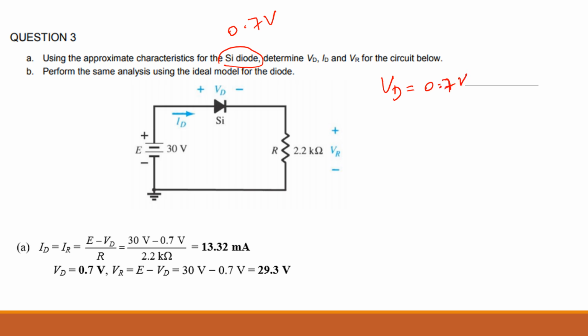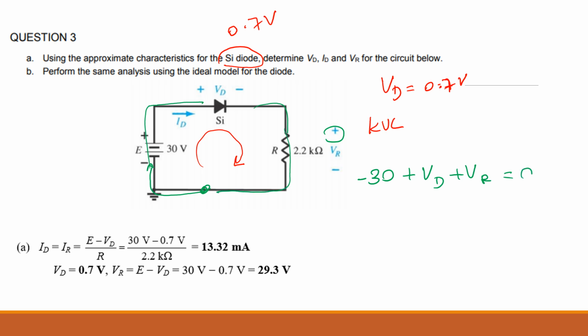Now to find VR, what can we do? You can apply KVL to this mesh. If you apply KVL, you start at a point and go around here. So you have a negative 30, and a positive VD, and a positive VR, coming back to the start point, and this equals 0. So you can find VR, which equals 30 minus VD. 30 minus 0.7 equals 29.3 volts. Are we good? Any question?